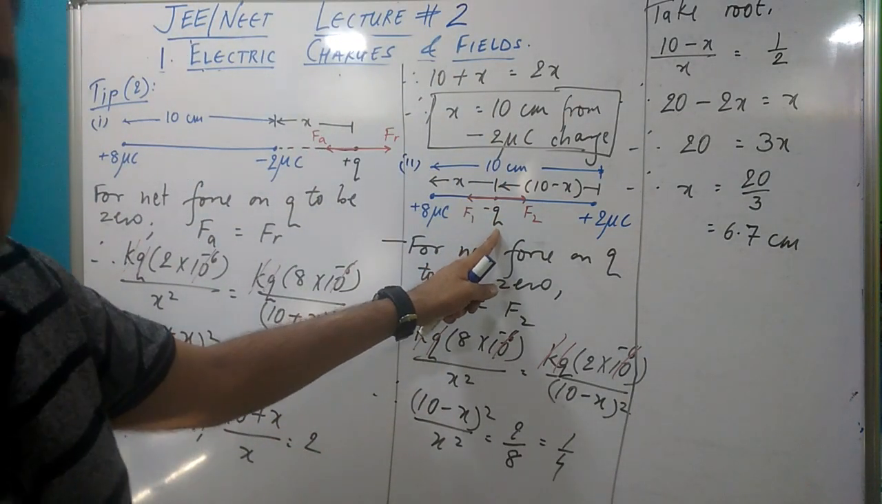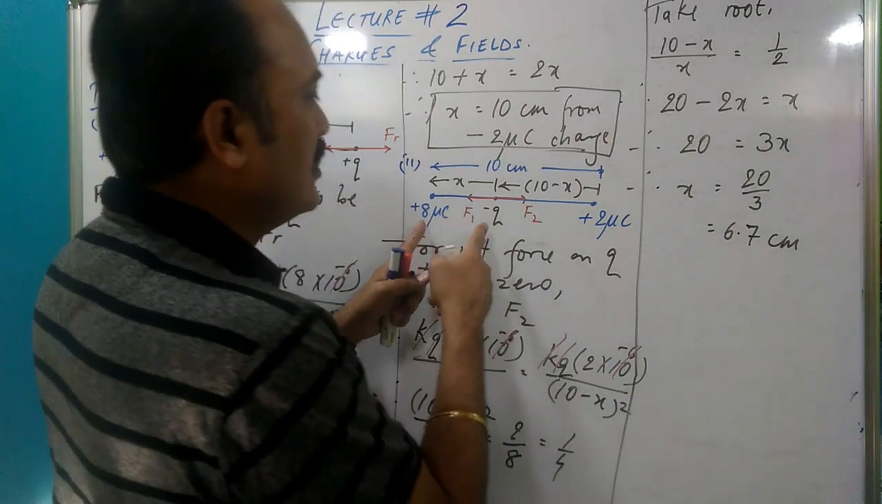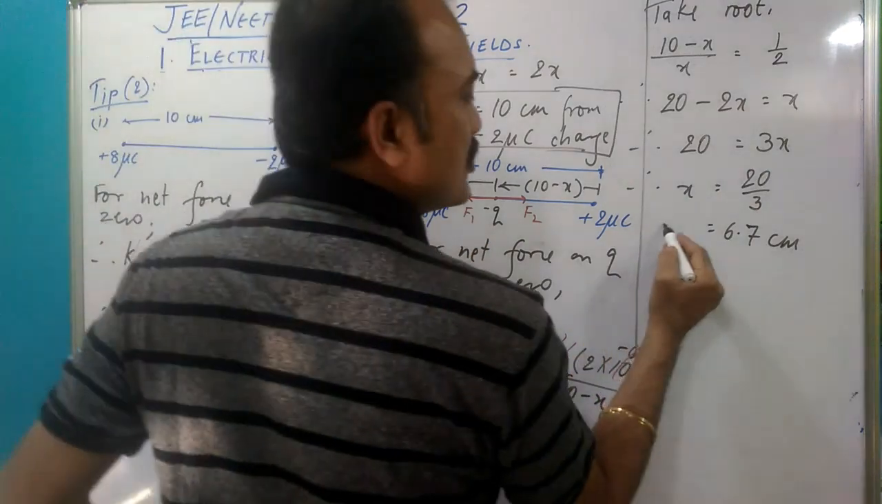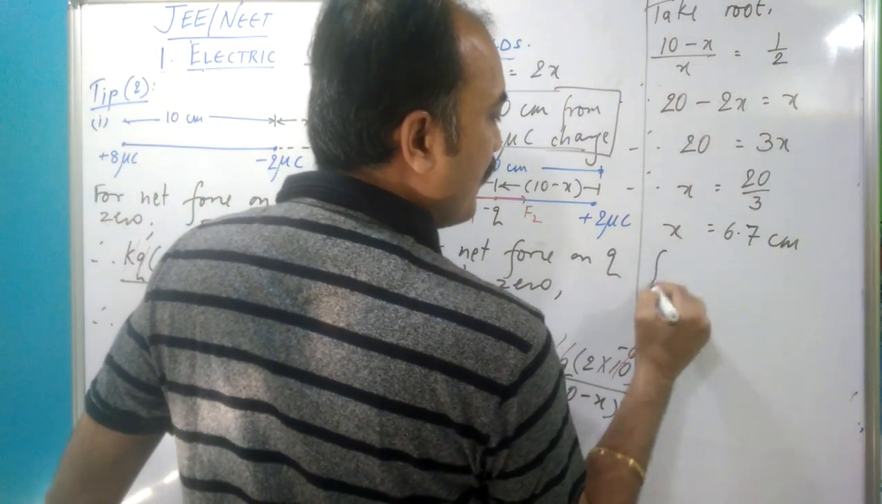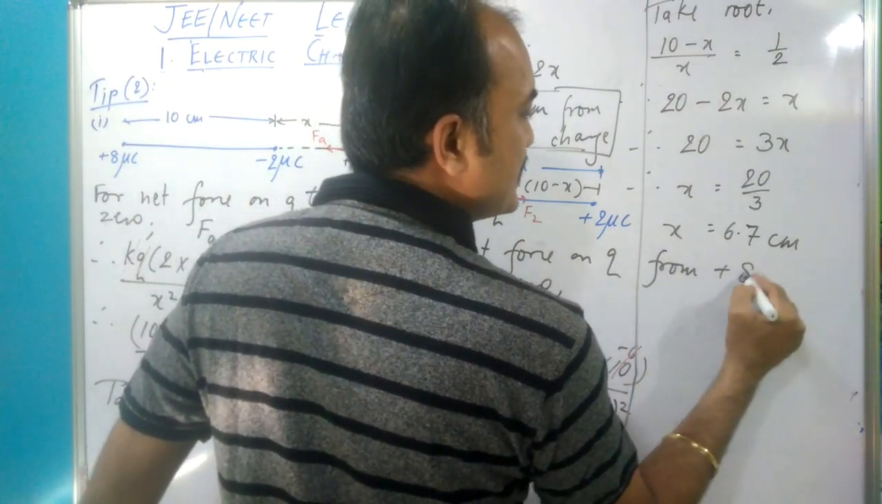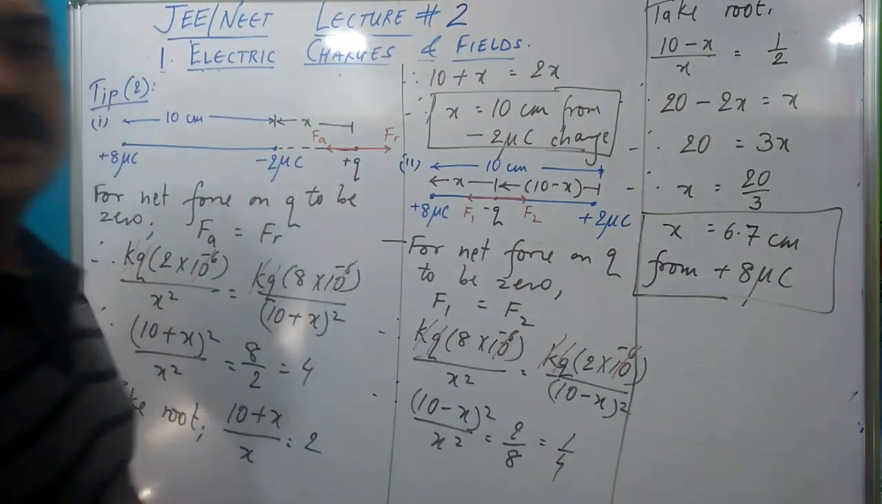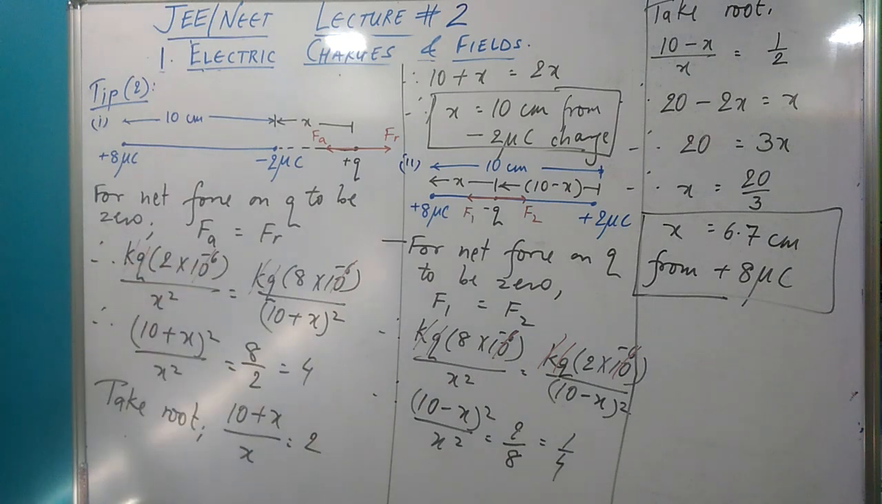From which charge? That is a $1 million question. 6.67 is x and that has been taken from plus 8. So 6.6 centimeter from plus 8 microcoulomb. This is your answer, which satisfies the second part of our topic, which was the placement of a charge near two charges.